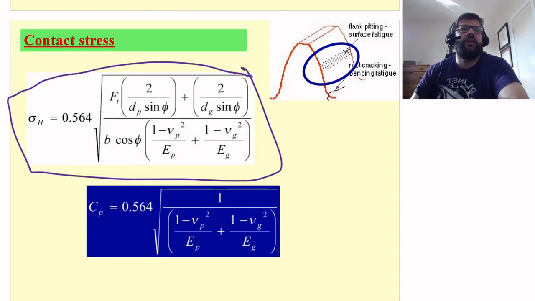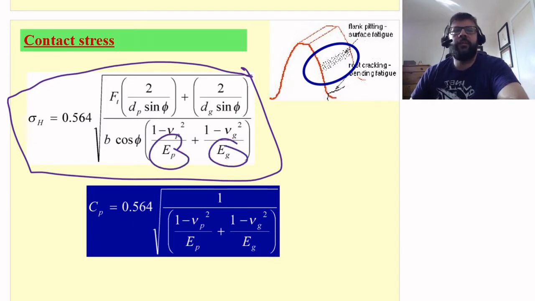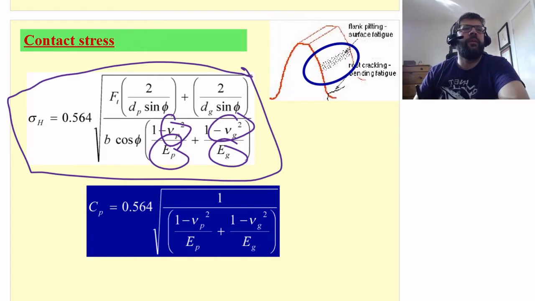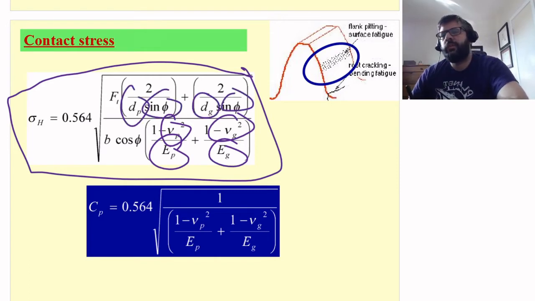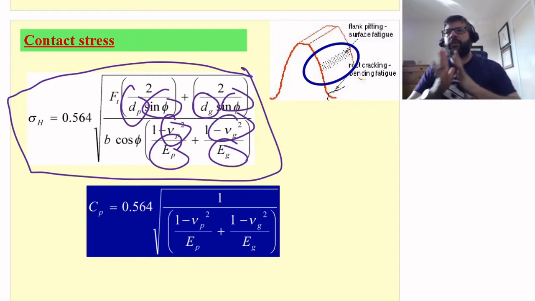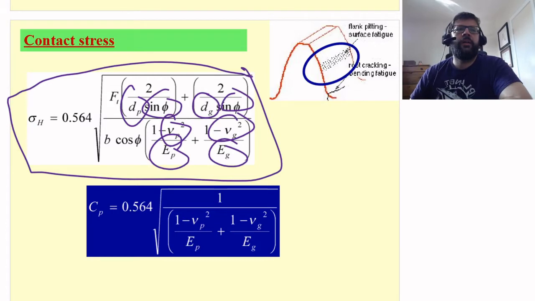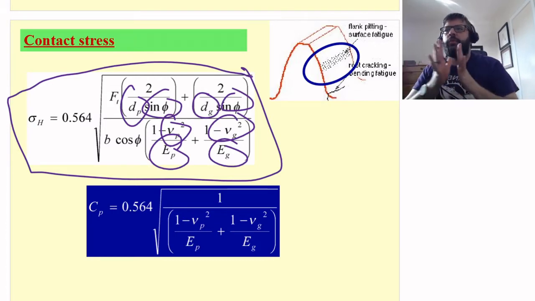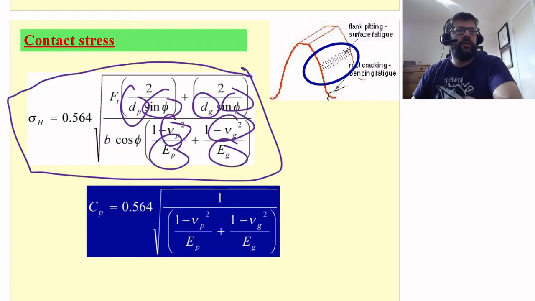So we've got the Young's modulus for the materials, the Poisson's ratio for the two materials, the diameters, the pressure angles, and so on and so forth. Essentially, you press two surfaces against one another. How flexible those things are, how much they move relative to one another, and what sort of force is applied all come into play. So what sort of contact stress occurs is based upon all those factors.